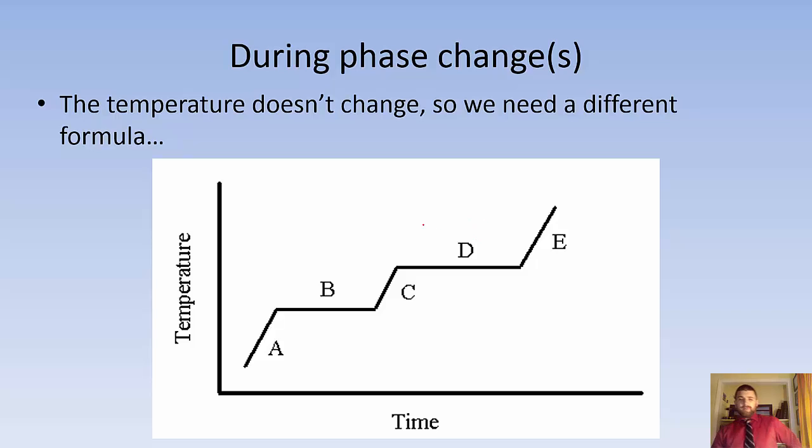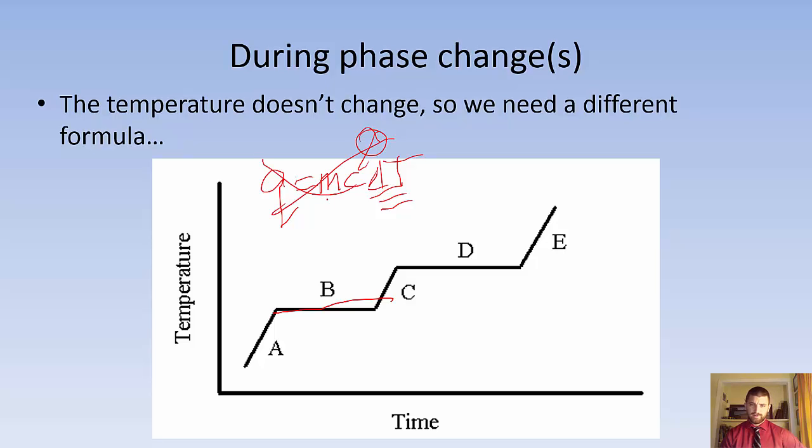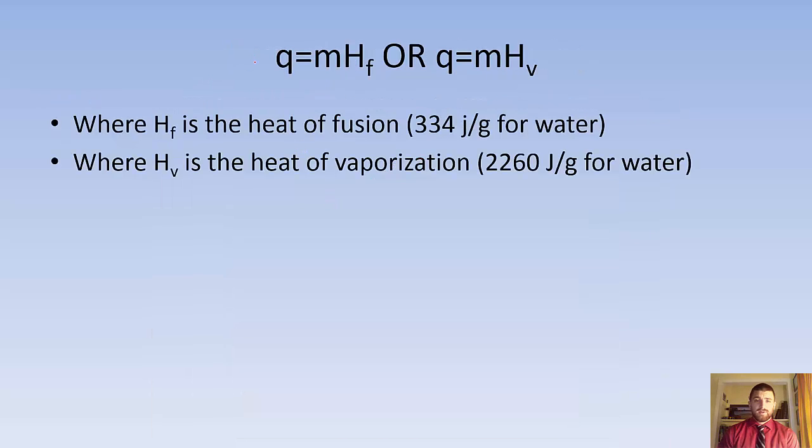So during the phase change, what's happening? Well, we can't really use this equation, can we? Why not? Well, this delta T during the phase change is 0, and we know it's not 0 overall, right? So we're going to have to use a different equation. We're going to use two different equations, Q equals mHf or Q equals mHv, where Hf is the heat of fusion and has a value of 334 joules per gram for water, and Hv is the heat of vaporization, and that's 2,260 joules per gram for water. Remember, different substances will have different Hfs and Hvs.